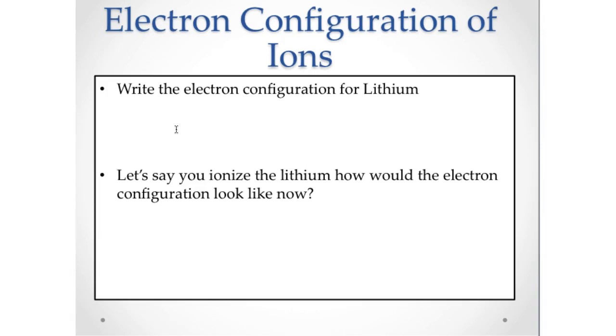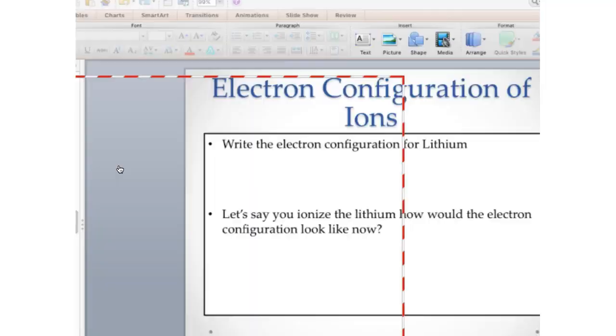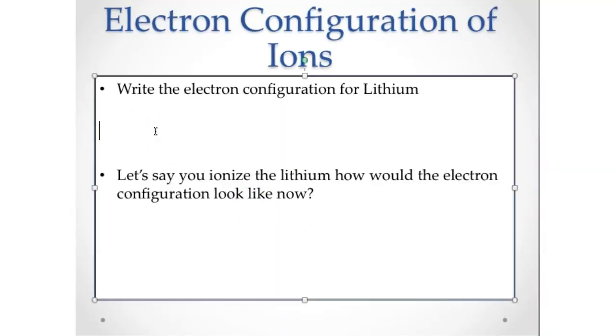Here I want you guys to pause and write the electron configuration for lithium. So lithium on the periodic table would end in 2s1. So it will be 1s2, 2s1. So it should look something like this. And then the next question says, let's say you ionize this lithium, how would the electron configuration look? And we learned that lithium is going to lose one electron. So it's going to lose this guy right here.